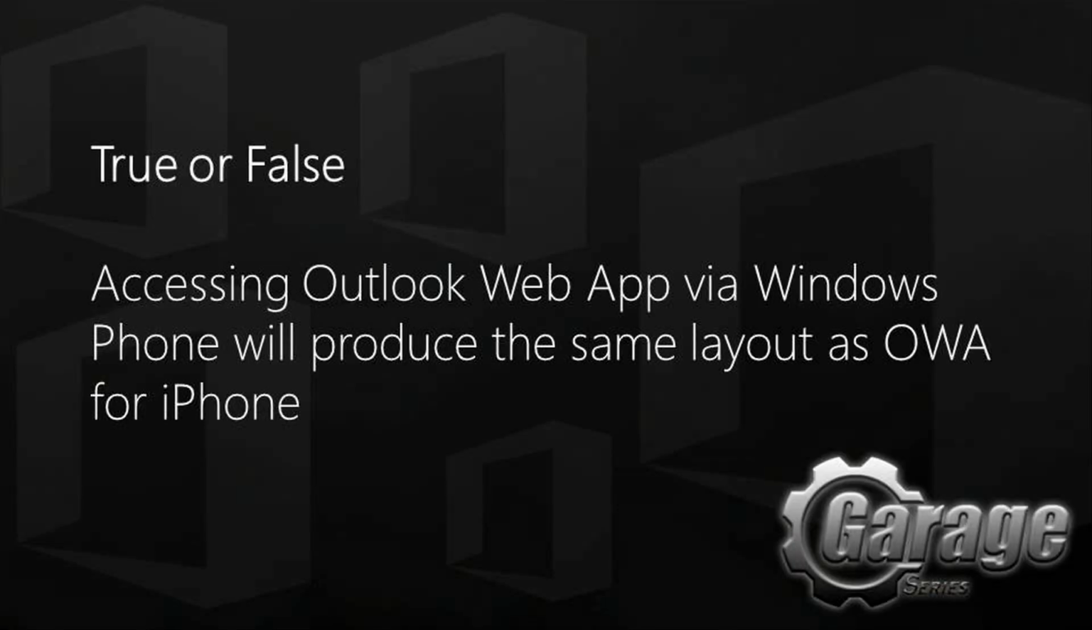So we had trivia actually as well as part of the show. True or false? Accessing Outlook Web App via Windows Phone will produce the same layout as OWA for iPhone. Yes, you can get the same experience and the same kind of OWA layout on a Windows Phone as you would on OWA for iPhone.